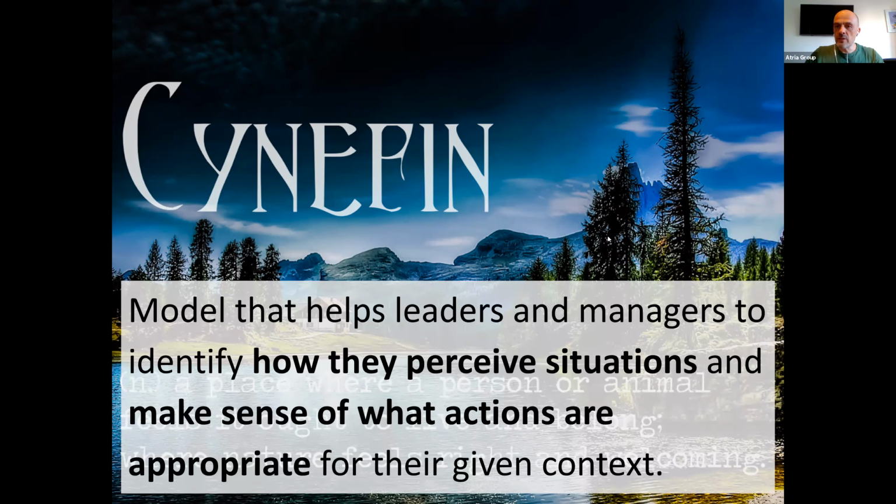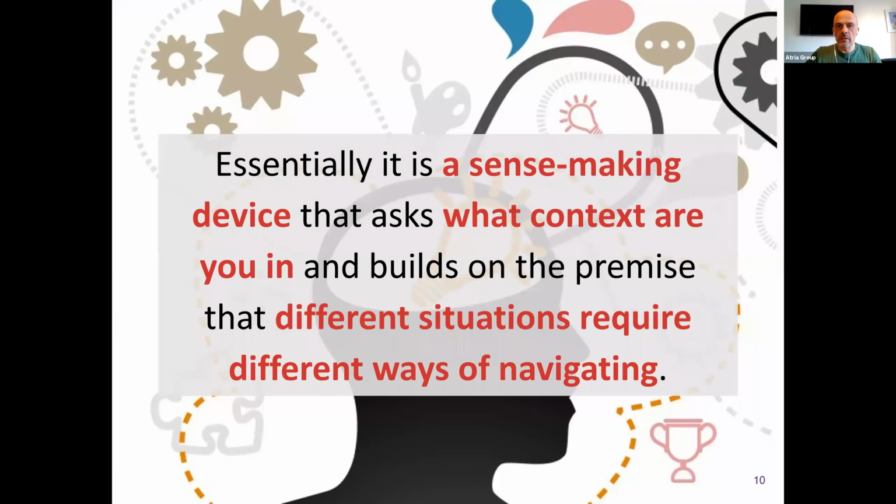So in the context of our topic today, this model helps leaders and managers to identify how they perceive a situation. And then based on that, to make sense of what action and what type of approach is appropriate in a given situation. And as I shared with you at the beginning, from my different roles, I see this situation completely differently. So I should have different approaches based on my perception of the situation, which is kind of crazy right now. So this model is essentially a sense-making device.